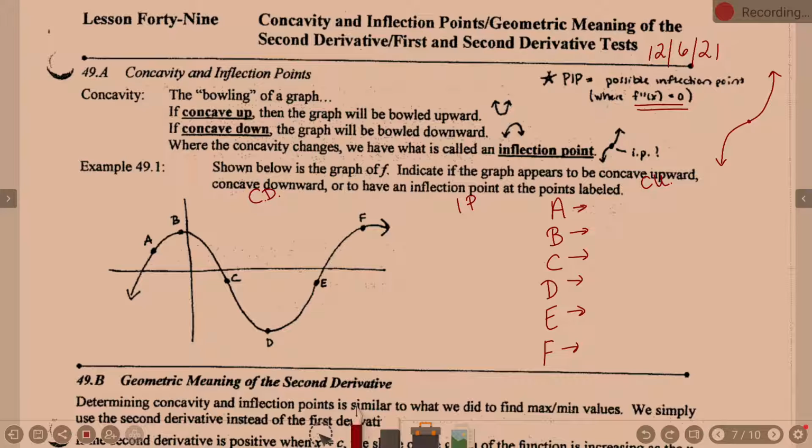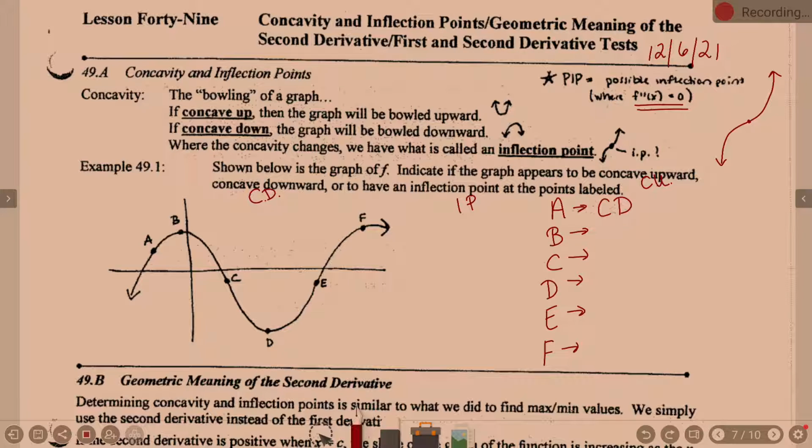When you're ready, thoughts on A. What is my graph doing there in terms of concavity? Concave down. Concave down. It's part of something that is bowled downward, right? So A is concave down.